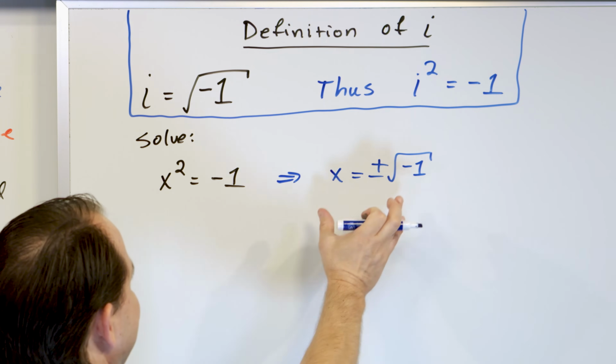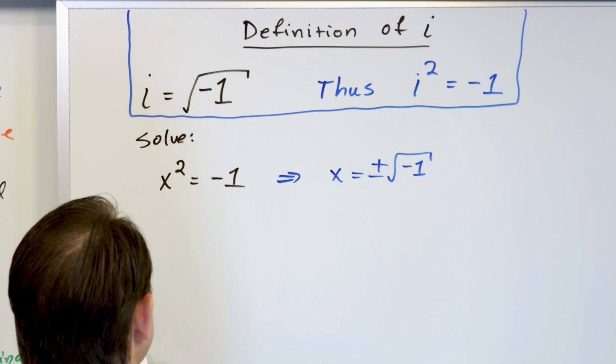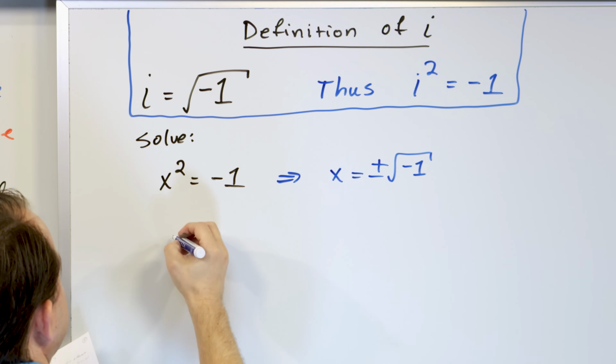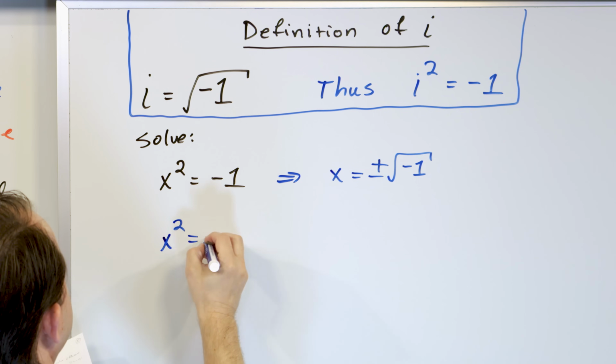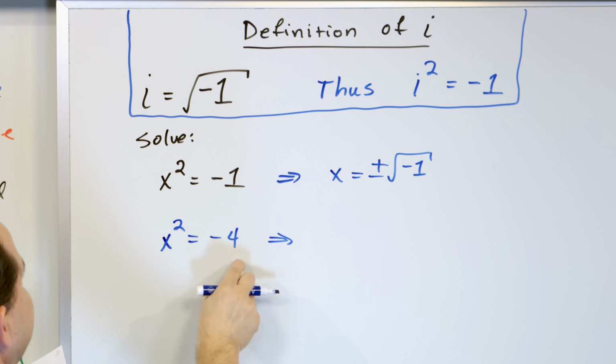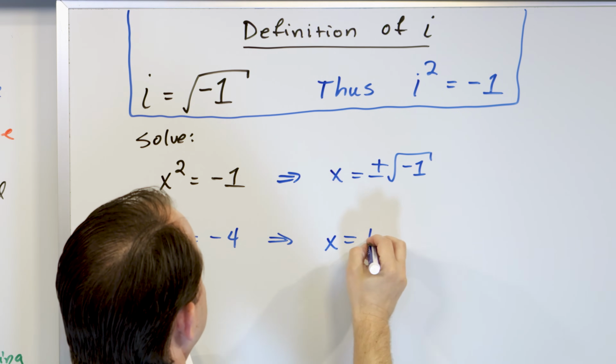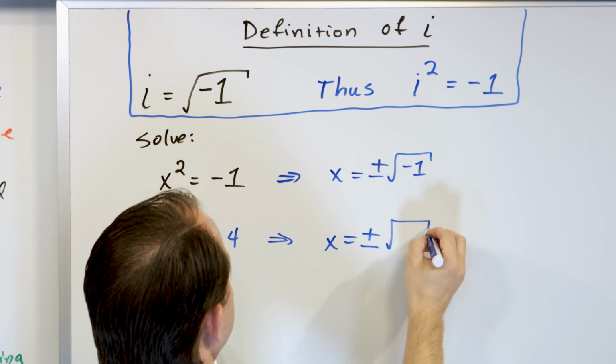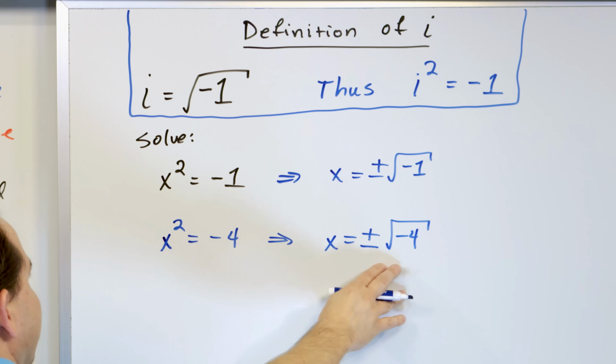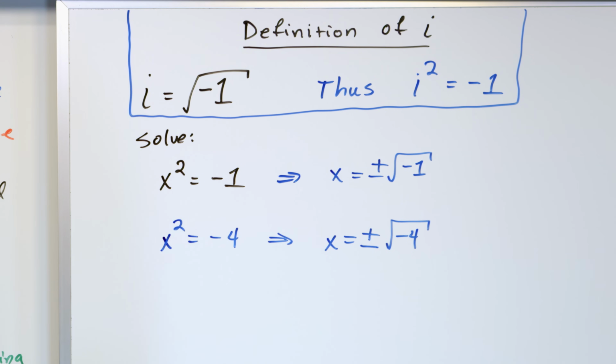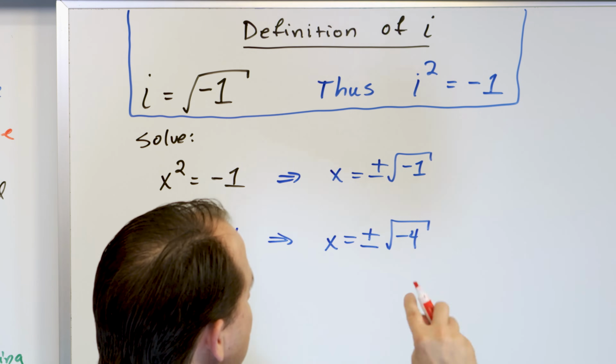So we don't stop there, right? We go further and say, let's take another equation. x squared is equal to negative 4. We do the same thing. We're going to take the square root of both sides. We say x is equal to plus or minus the square root of negative 4. In the past, we would have stopped there. We would have said, well, we don't have any answers. It's undefined. But now we go further.